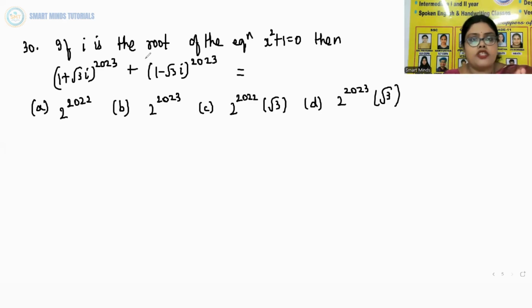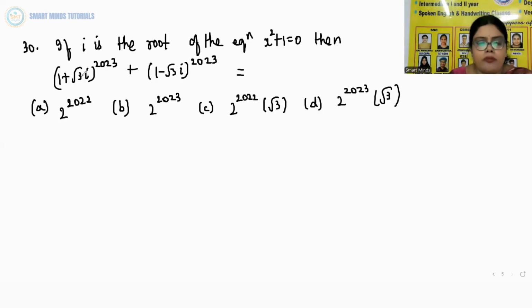So take the next question. If i is the root of the equation x square + 1 is equal to 0, then (1 + root 3 i) whole power 2023 + (1 - root 3 i) whole power 2023 equals to dash. Option A is 2 power 2022. Option B is 2 power 2023. Option C is 2 power 2022 into root 3. Option D is 2 power 2023 into root 3.